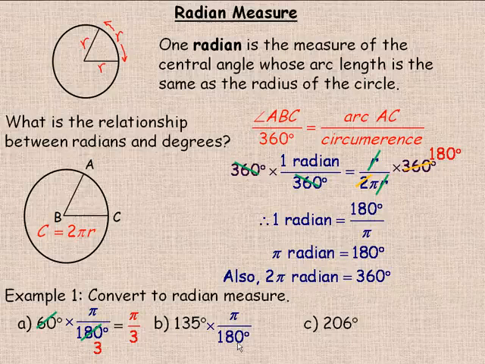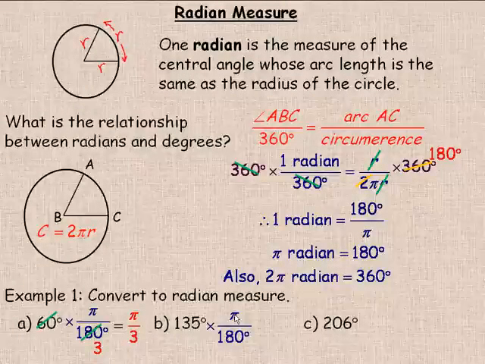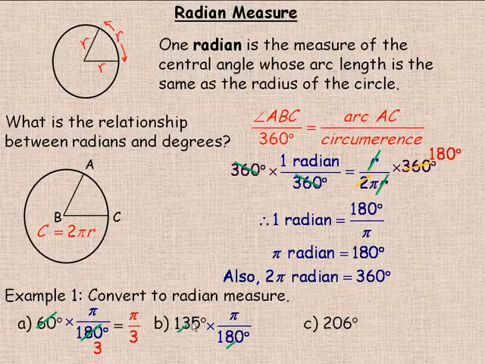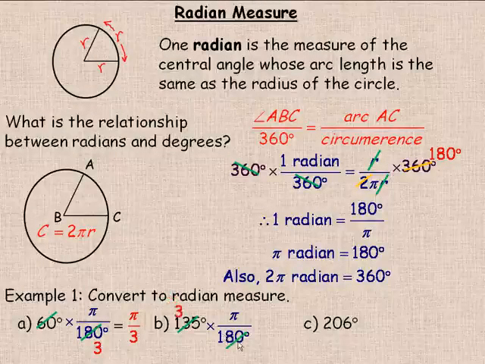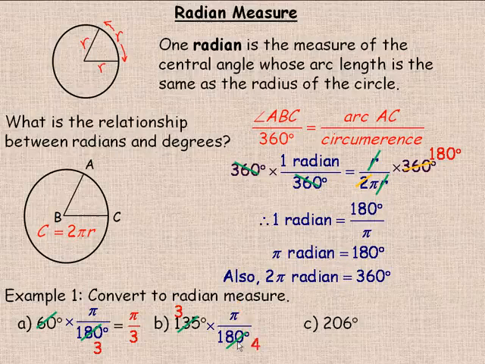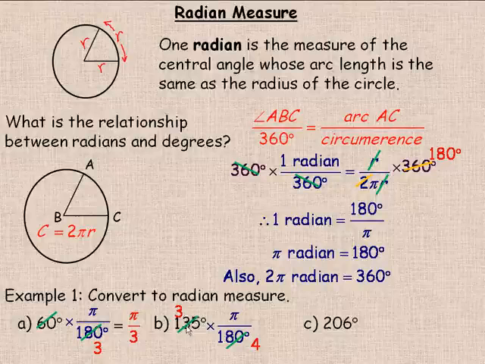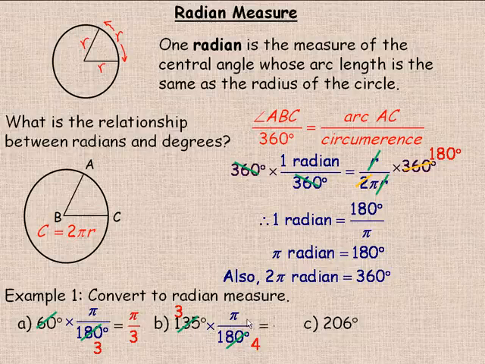We'll multiply by pi over 180. Again, degrees divide out. I'm left with an angle in radians only. So 45 divides into 135 3 times, and 45 divides into 180 degrees 4 times, and so 135 degrees is 3 pi over 4 radians.